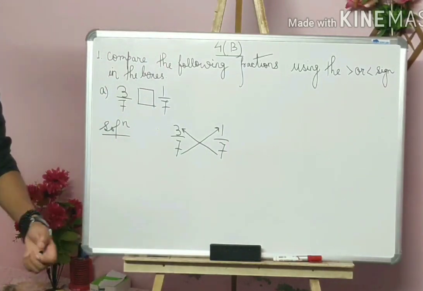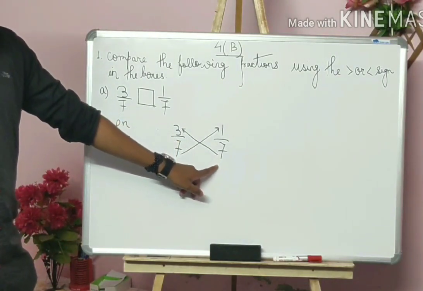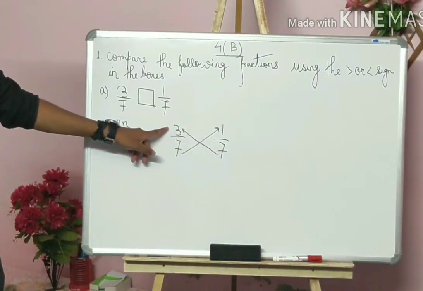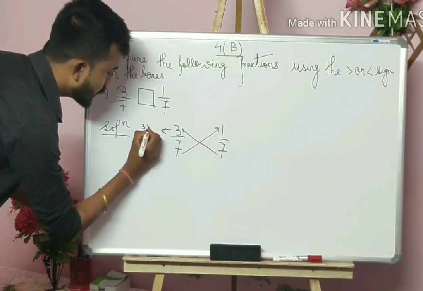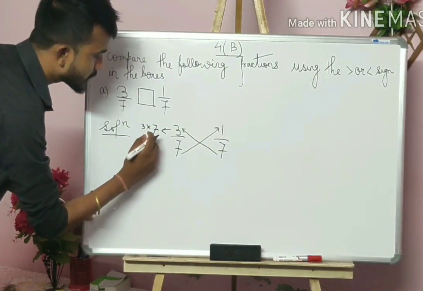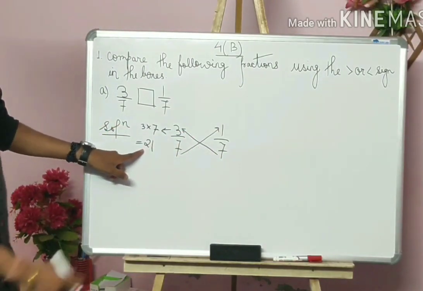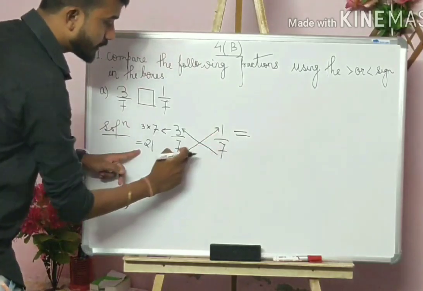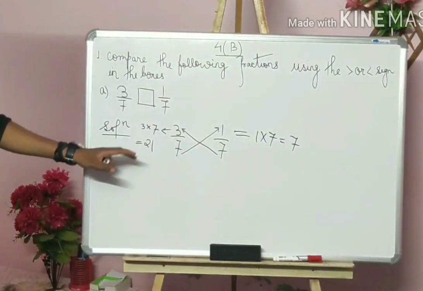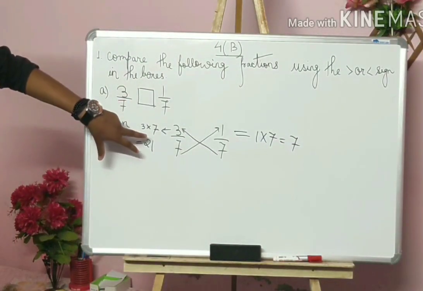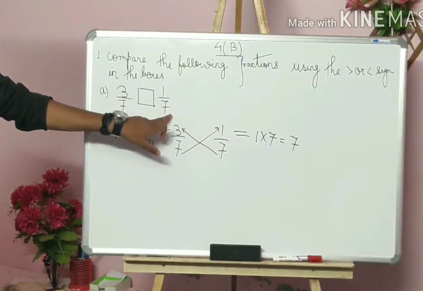Do you remember the earlier questions, what I told you? You have to multiply the denominator of the second fraction by the numerator of the first fraction. And you see what you get. Here we have 3 into 7. What number do we get? 3 sevens are 21. And here 1 into 7, 1 seven is 7. So for the first fraction, 3 by 7, we got 21, and for the second fraction, 1 by 7, we got 7.